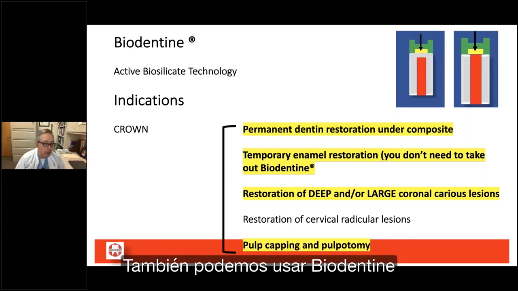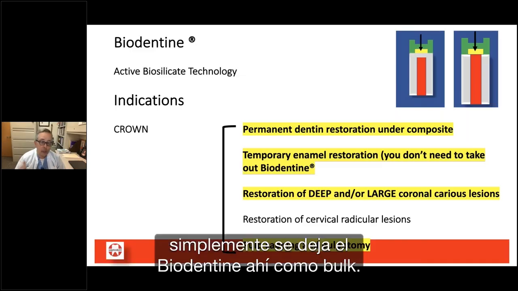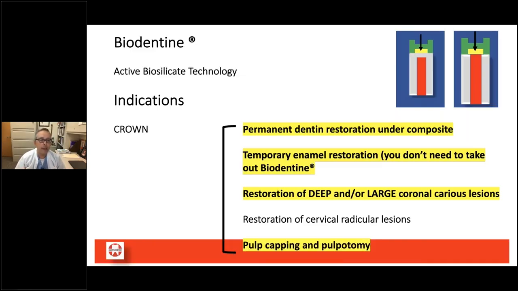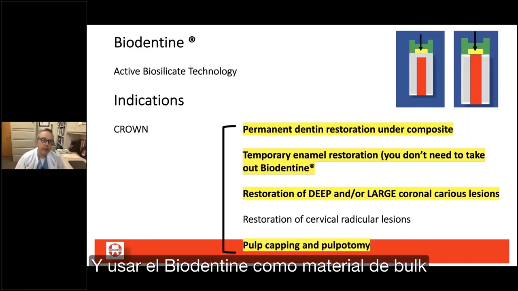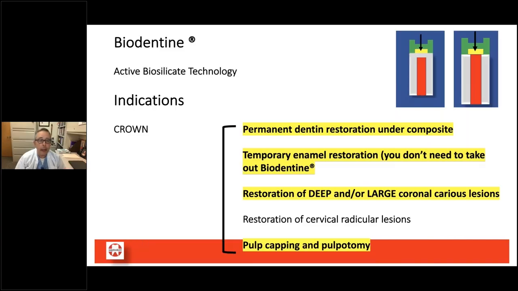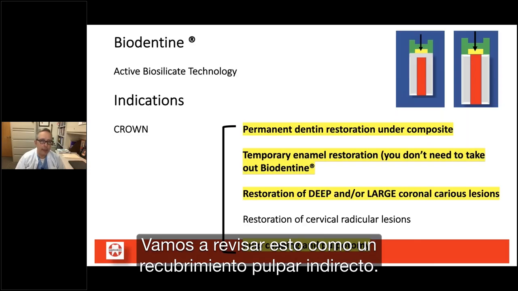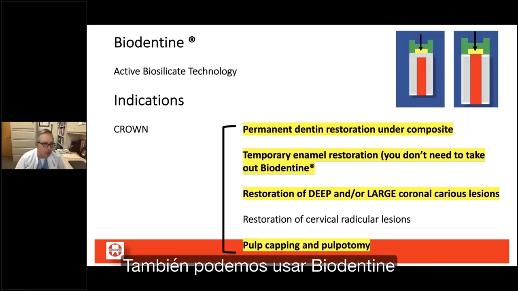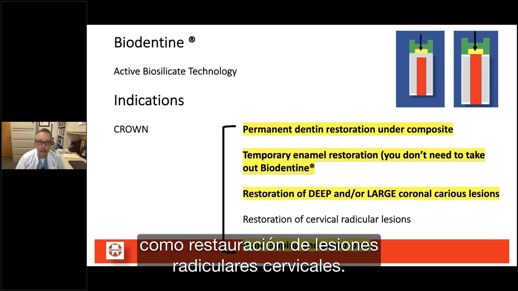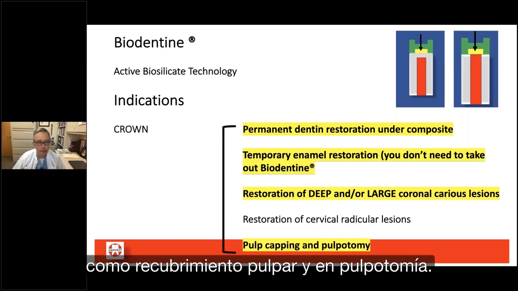So we can use Biodentine, and I do this all the time, as a permanent dentin restoration under composite. We can also use Biodentine as a temporary enamel restoration. It's important to mention that you don't need to take out the Biodentine. You just leave it there as a bulk. Using Biodentine as a bulk material is the main reason I use it daily. Also, the restoration of deep and large coronal caries lesions, which we are going to review as an indirect pulp cap. We can also use Biodentine as a restoration of cervical radicular lesions. And finally, we can use Biodentine as a pulp cap in pulpotomy.